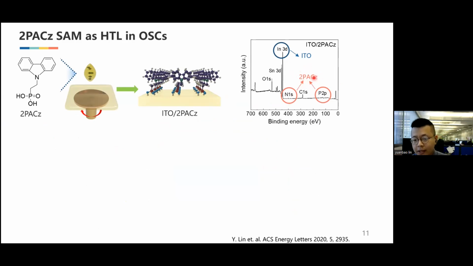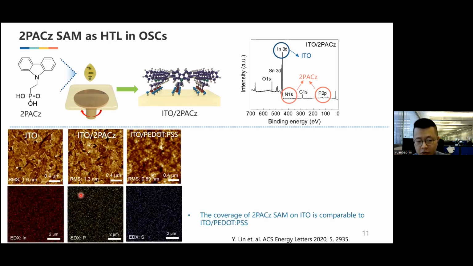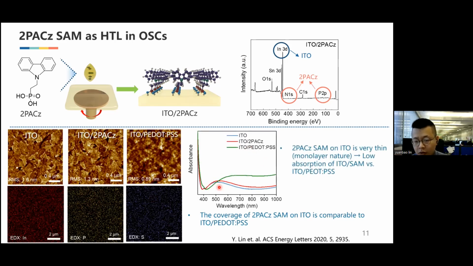We can detect the SAM on the ITO, but due to the thin layer of SAM on ITO, we can also detect a high ITO signal. From AFM, we can't see any difference after spin coating the SAM on the ITO. This is because of the thin layer of this material. But from EDS mapping, you can see the distribution of the SAM is very homogeneous as compared to the ITO and PEDOT:PSS. And also from absorption, the SAM absorbs less light as compared to PEDOT:PSS after 500 nanometers, which will benefit the photoactive layer.